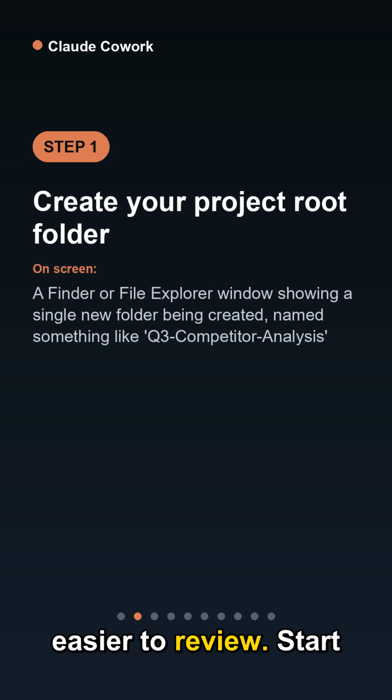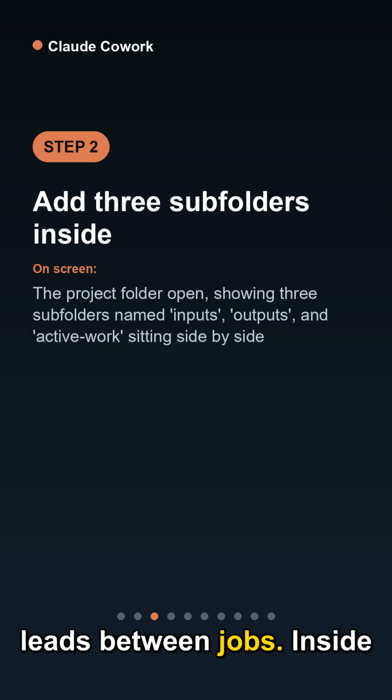Give it a clear, descriptive name, something like Q3 Competitor Analysis or June Board Deck. This becomes the root Cowork will work inside, and keeping it project-specific means nothing bleeds between jobs. Inside that root folder, create exactly 3 subfolders: Inputs, Outputs, and Active Work. This 3-part split is the whole system.